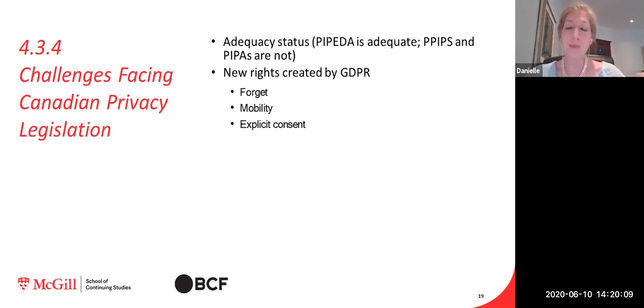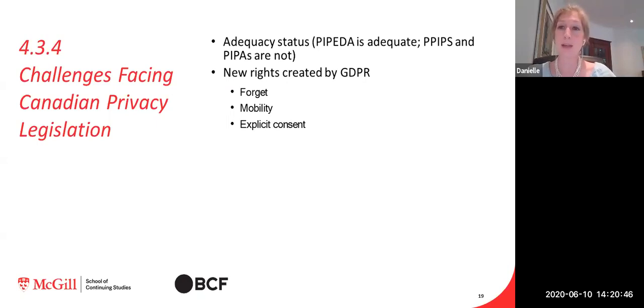The United States does not benefit from an adequacy status at all. And so American companies have to really bring themselves in line using model clauses, binding corporate rules, a whole bunch of legal documents and procedures in order to comply. And so we don't want to lose our adequacy status. And if we don't update our legislation, especially given the new legislation that's been passed in Europe, we may very well lose that status. So the other thing is that the European legislation has created new rights.